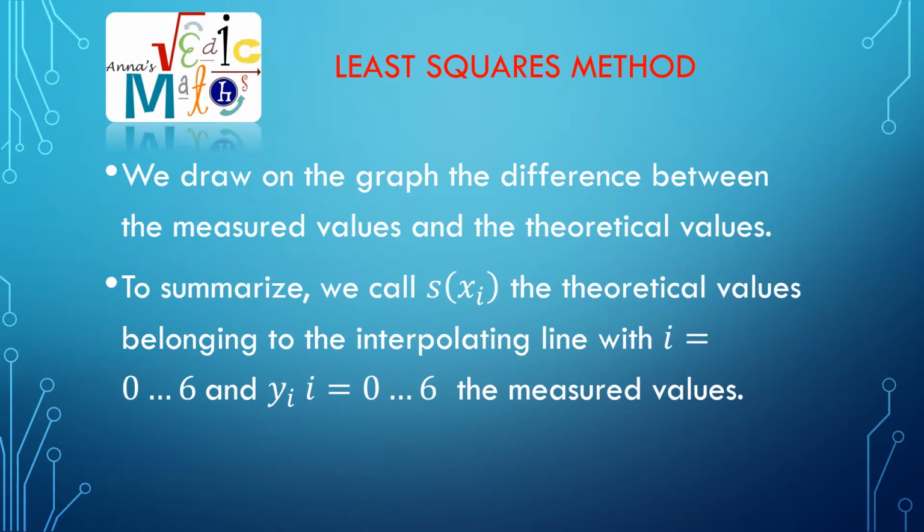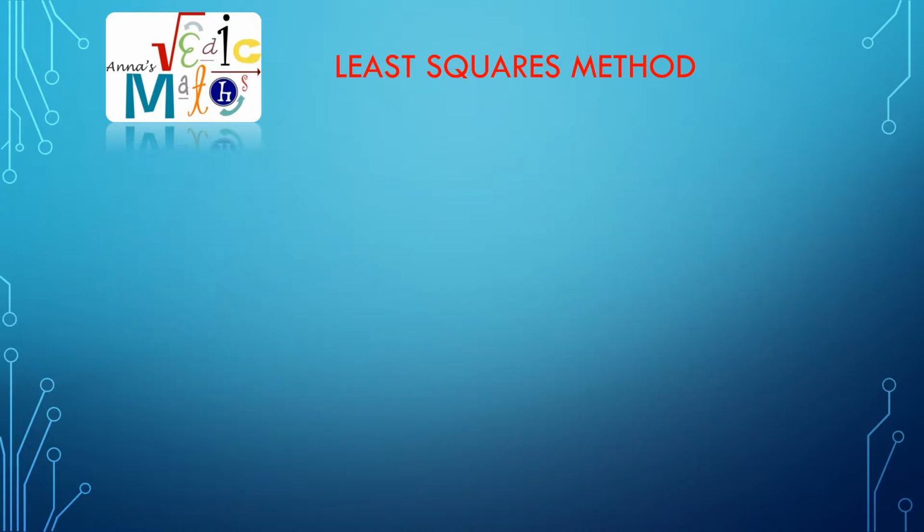The second method is the least squares method. We draw on the graph the difference between the measured values and the theoretical values of the curve, in this case the line p(x) equals a0 plus a1 x. To summarize, we call p(xi) the theoretical values belonging to the interpolating line with i from 0 to 6, and yi, with i from 0 to 6, the measured values. Here is a graph to explain the least squares method.